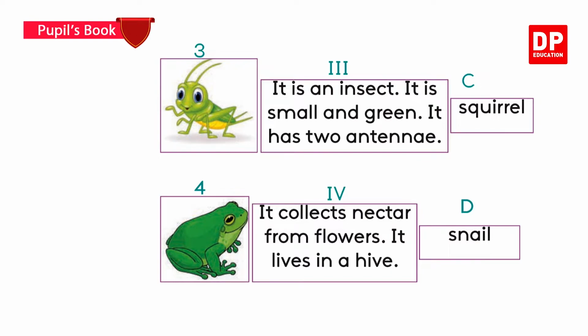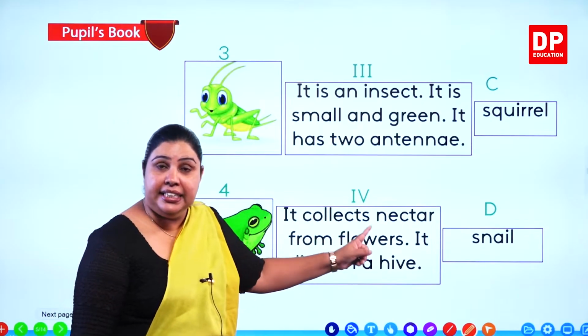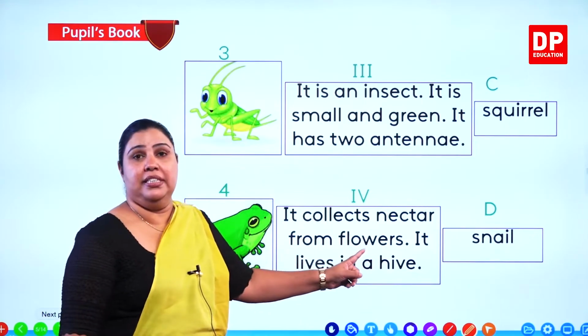Number 4. Who is this? It is the frog. The frog, Gemba, right. It collects nectar from the flowers.